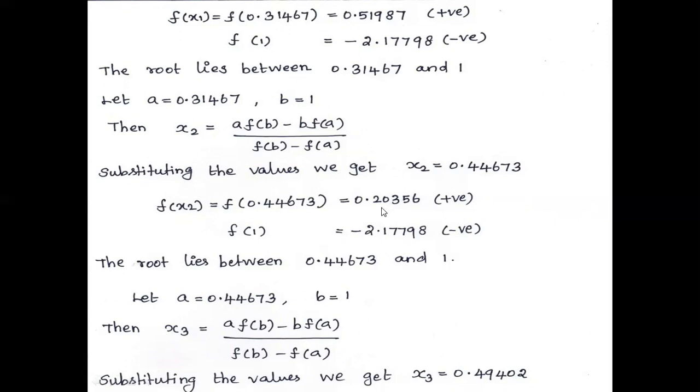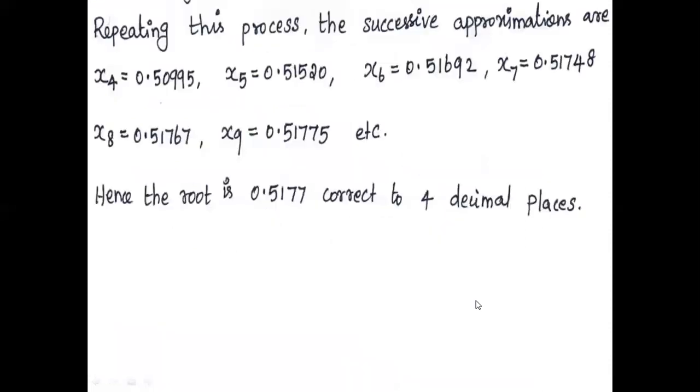Now there is a difference, 0.31467 and 0.44673, there is a difference. We need to calculate f of x2. Here we got the positive. Consider with a negative value, that is f of 1. So therefore the root lies between 0.44673 and 1. Then choosing a as 0.44673 and b as 1, substituting, we will get x3 as 0.49402.